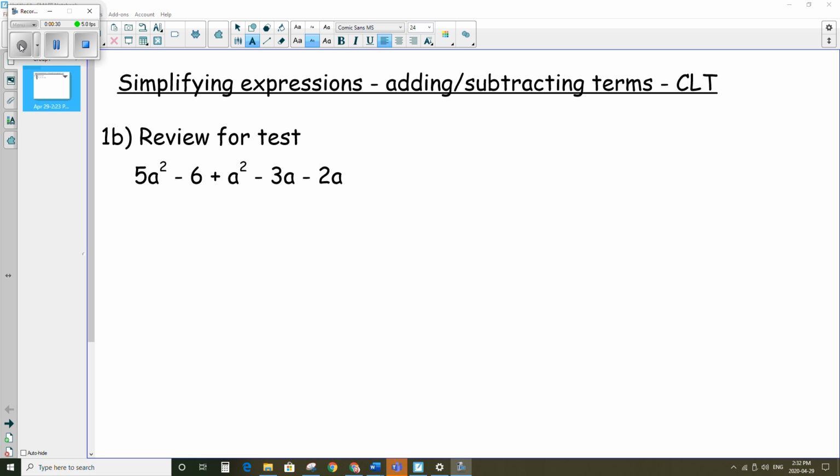So we can add terms together that have the same endings. So the 5a squared, for example, can be paired with the a squared. And notice how I'm circling the plus sign in front of the a squared, because the sign directly in front of it belongs to that term. So if I move this term to another location, this plus is going to move with it.